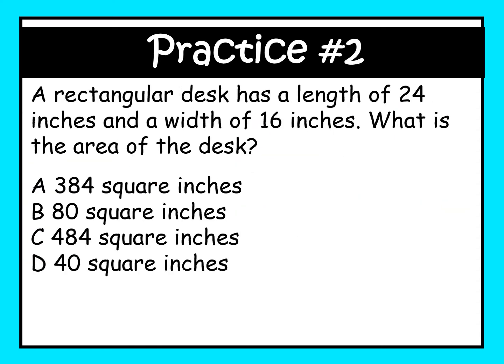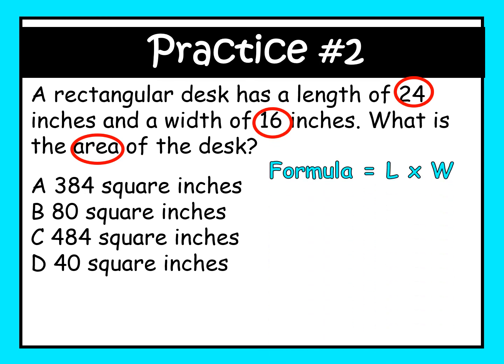A rectangular desk has a length of 24 inches and a width of 16 inches. What is the area of the desk? If I look at this problem, I see that it's asking me for the area. So I know to find the area, I have to multiply length times width. My length here is 24 inches and my width is 16 inches. Once again, my formula is length times width, so all I have to do is multiply. 16 times 24 is 384. So the area for this one is A, 384 square inches. Okay, let's go ahead and go to practice number 3.